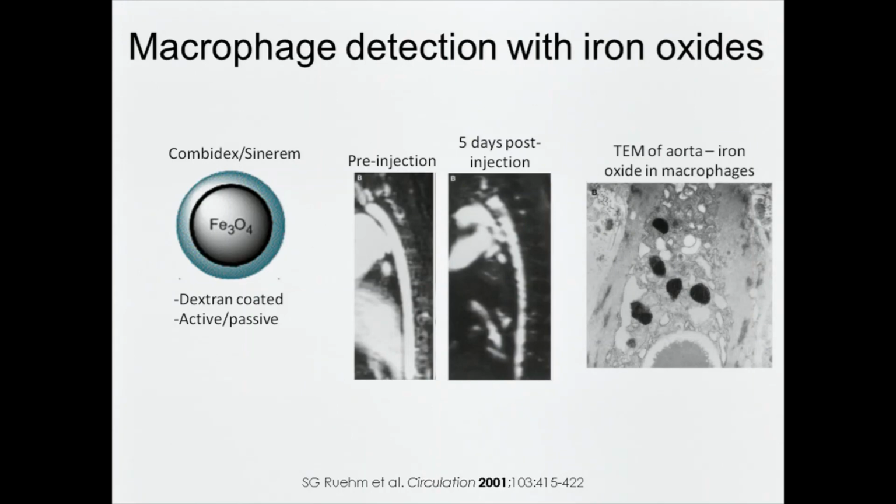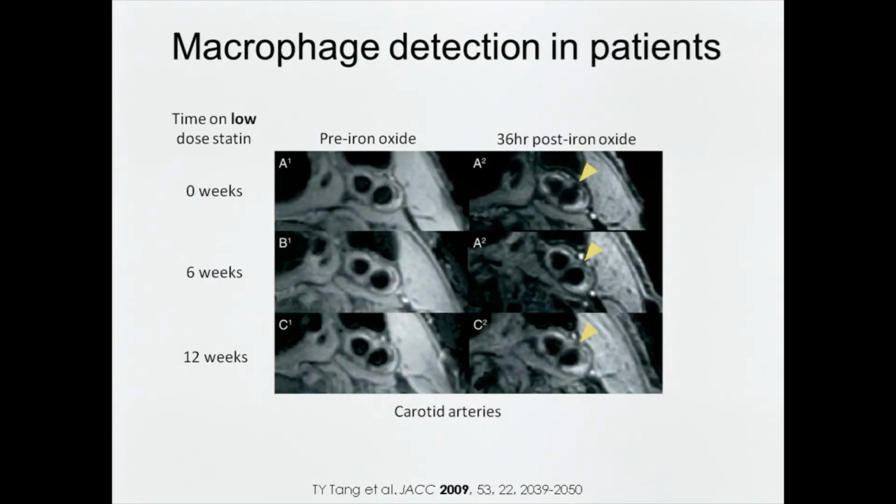This was subsequently translated to humans. There's still work coming out in this area, but here you see a patient's carotid pre-injection, and then 36 hours post-injection of iron oxide, and you can see various regions of darkening. This was a study where they placed the patients on statins, and over time, on repeated imaging sessions, you see less and less uptake of the iron oxide agents, indicating a therapeutic effect of the drug, as read out by the iron oxide agent.